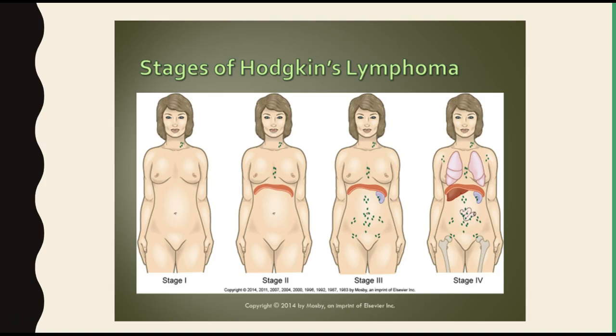And then stage 4 is the most severe. This is showing involvement outside of the diaphragm. This is showing other organs that have been invaded by the cancer. For instance, the liver and the bone marrow. So that is how they stage Hodgkin's lymphoma.